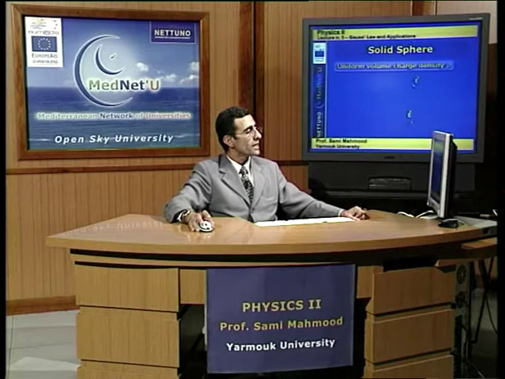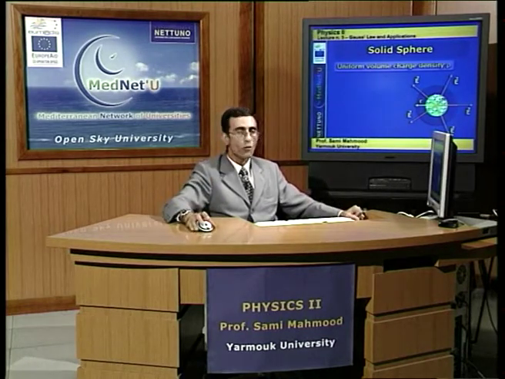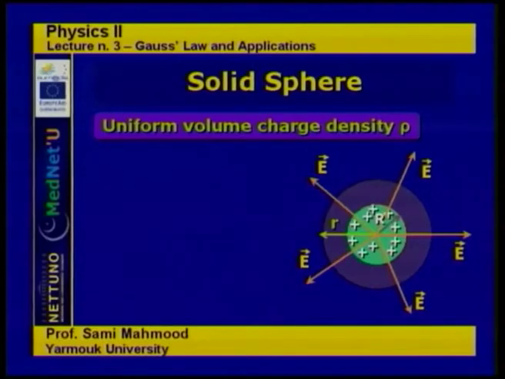And for a solid sphere, we assume that we have a uniform density ρ, for simplicity of course, and the electric field outside we can anticipate is exactly the same as for the point charge, where Q is the total charge on the sphere.